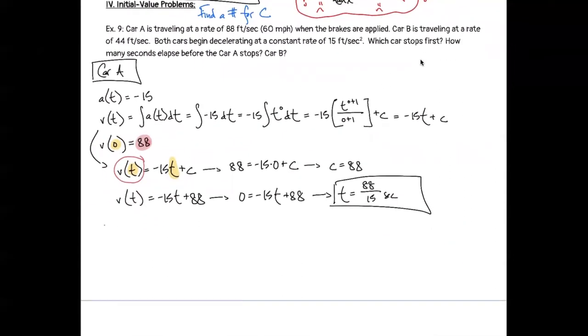I want you to try and find car B. Follow the same process for car B, and then you'll be able to figure out which car stops first. I'll leave that as a little cliffhanger. You're welcome to message me if you want to check your answer, and I look forward to hearing your answers for this.